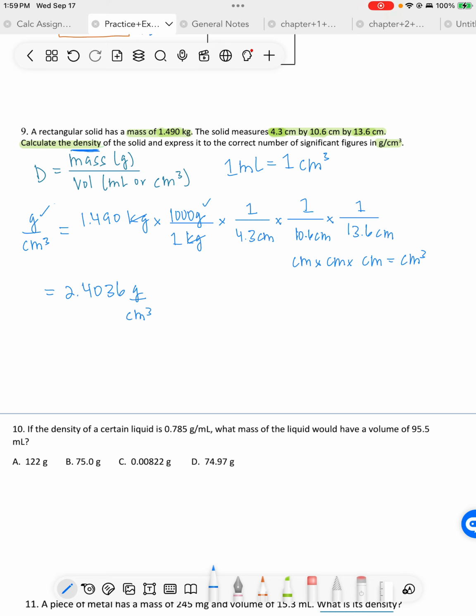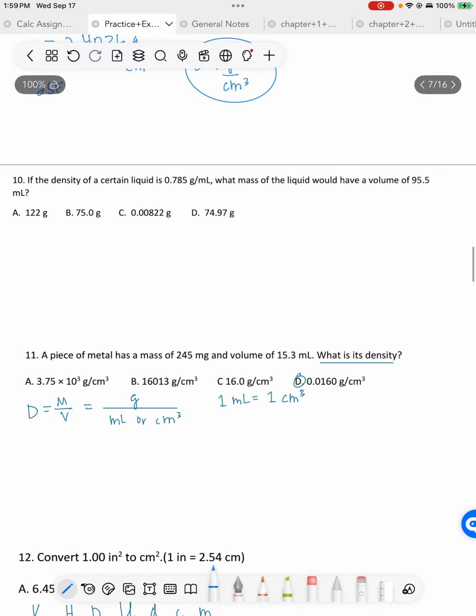So if we want 2, let's underline the 2 we want. I'm going to write 2 sig figs. So here's the 2 that we want. I'm going to look at one more. Does that do anything? It doesn't do anything. So our new answer is 2.4 grams per centimeters cubed. And that's your answer for number 9.